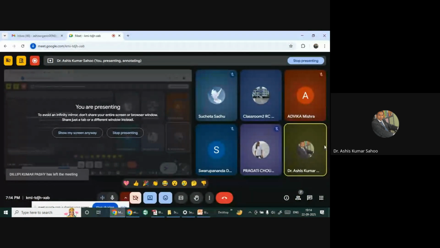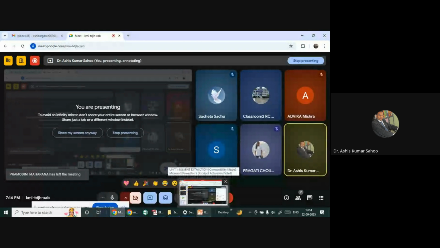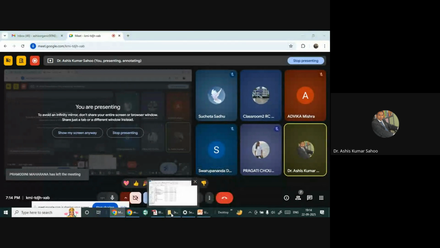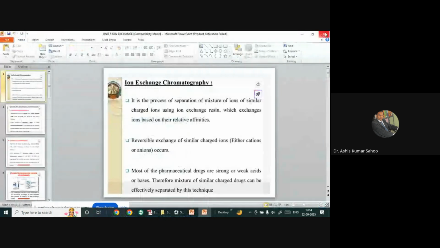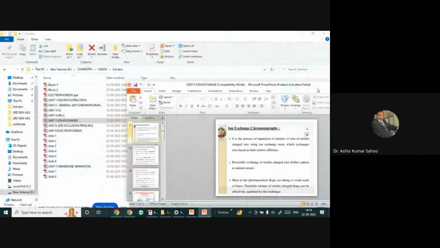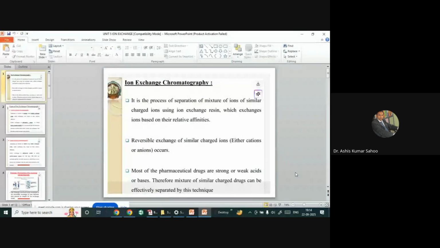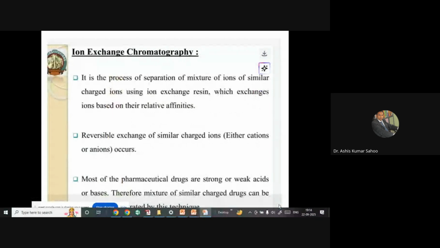So we see the next slide, ion exchange. So next is very important, ion exchange chromatography. Let's say it is a process of separation of a mixture of ions of similar charge using ion exchange. The process of separation of a mixture of ions of similar charge, meaning positive positive or negative negative charge ions, will be there.